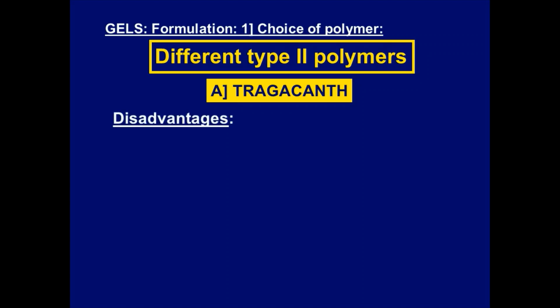Disadvantages of tragacanth as a gelling agent are: it is of varied unspecified viscosity. Each time you buy tragacanth to form a gel, you find it of different viscosity, and this viscosity is not found on the label of the package. Tragacanth is of varied unspecified viscosity.